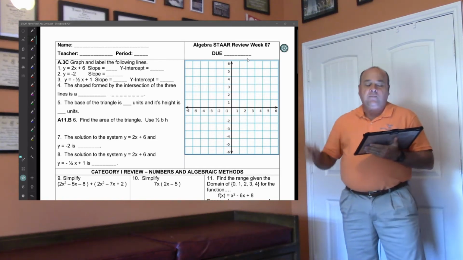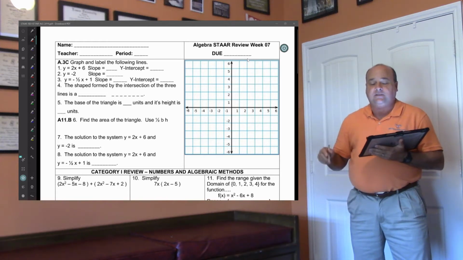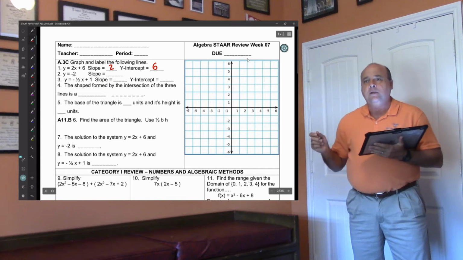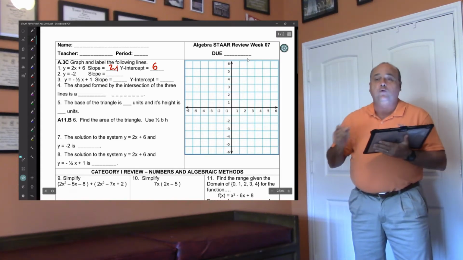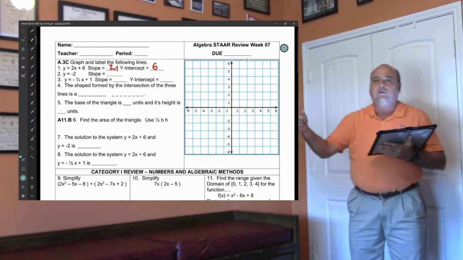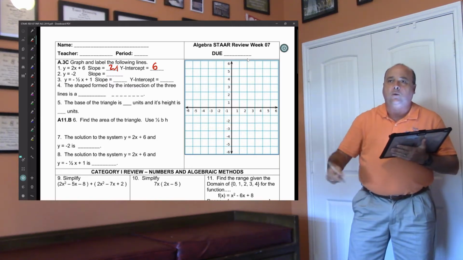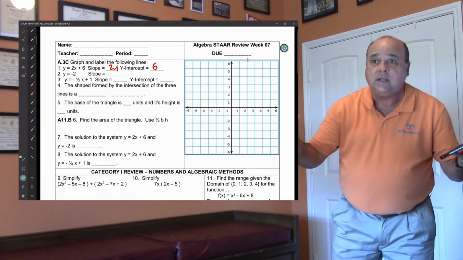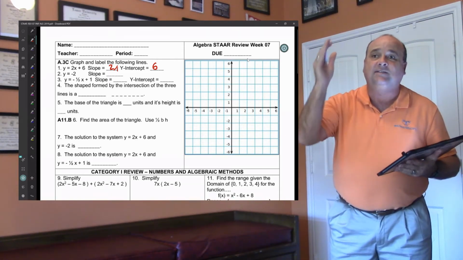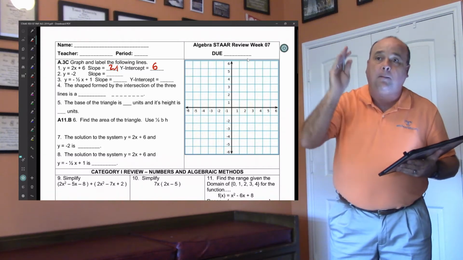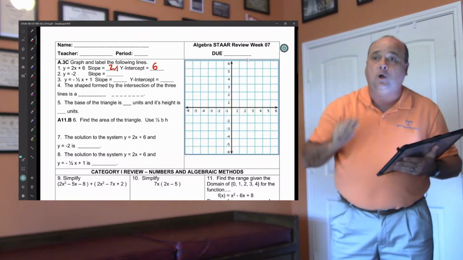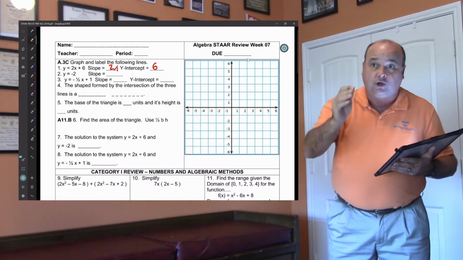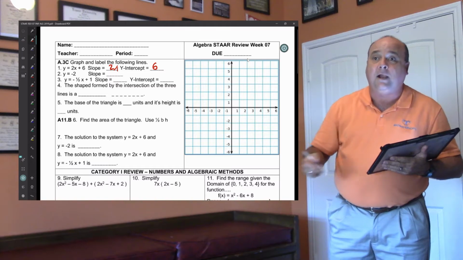Okay, on number 1, it has y equals 2x plus 6. So our slope is 2 and our y-intercept is 6. So the slope is not just 2, it's 2 over 1, right? So I'm going to start at the y-intercept and my slope tells me to go up 2, right 1, up 2, right 1. Y'all need to be able to do this. If you cannot graph a line, something's wrong. You should be able to plot the y-intercept and do what the slope tells you to do. You did that in 7th and 8th grade. So make sure you're doing these problems and make sure you're doing them every week.